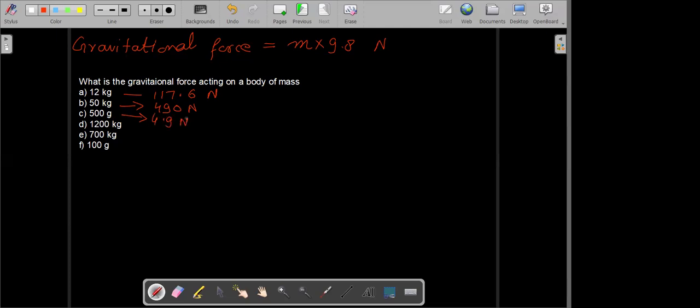4.9 Newton. Can anyone guess how? Gagana, can you tell how? Sir, because it's in grams, sir. Yeah, it's in gram. You need to convert it to kilogram. Yes, sir.